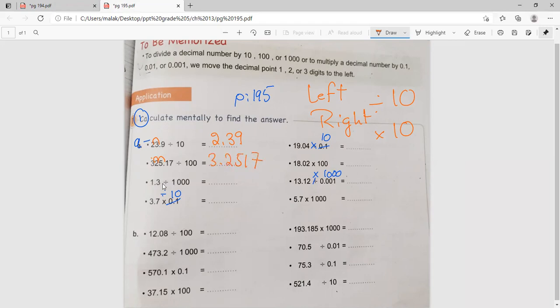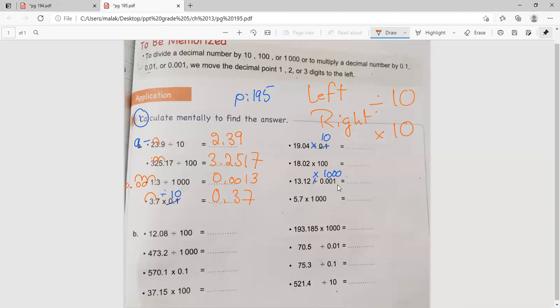3.2517. Here we move it back 3 digits. We have 1, so we will add 2 digits more, which are 2 zeros. Now at the beginning, nothing removes the point, we have to place it, so 0.0013. Also this one became divided by 10, we move it back 1 digit, 0.37. Now we are done with moving back.